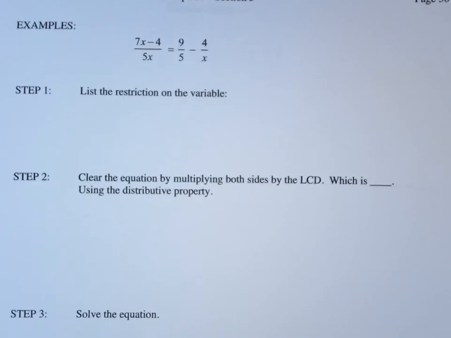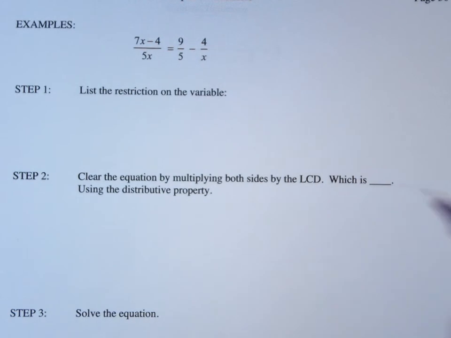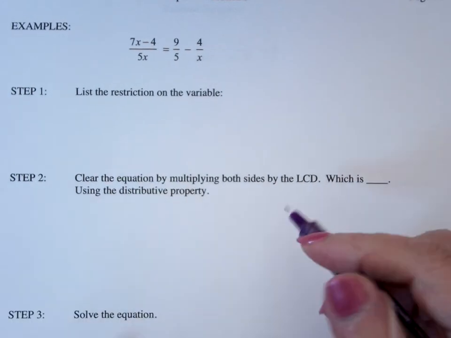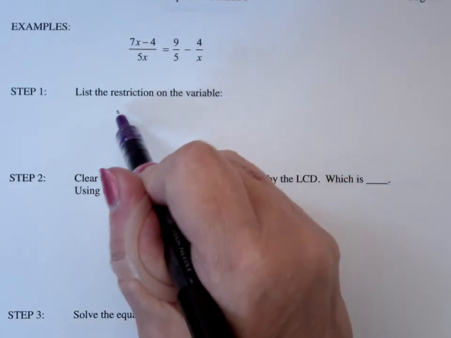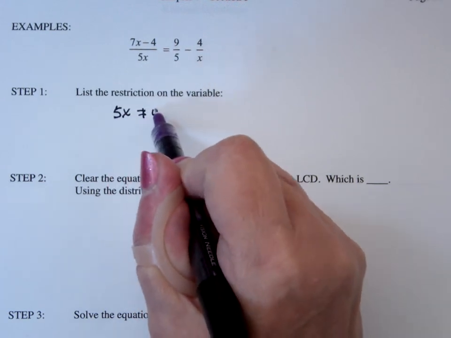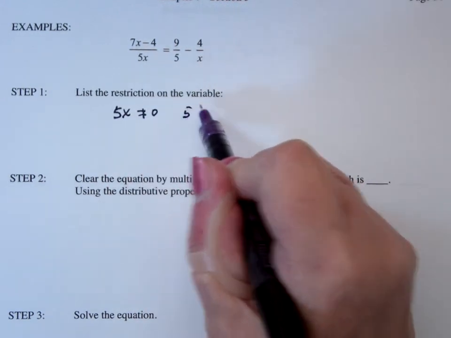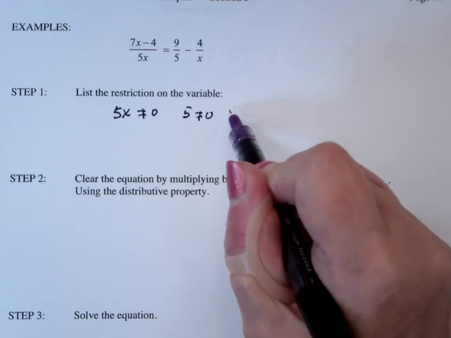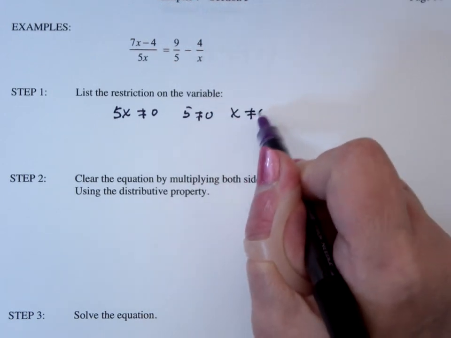Okay, the first step in the problem is to list the restrictions on the variable. Well, I have three denominators. I have 5x, it can't be 0. I have a 5, it can't be 0. I have an x, it can't be 0.